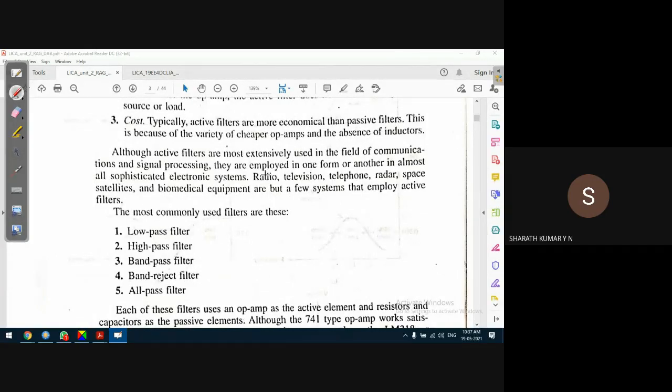Active filters are most effectively used in the field of communications and signal processing. They are employed in one form or the other in almost all sophisticated systems. Guys, take most electronic devices where audio frequency ranges or radio frequency ranges are used. There are what is known as filters employed. For example, in radio, television, telephone, radar, space satellites, biomedical equipment, all these employ what is known as active filters.